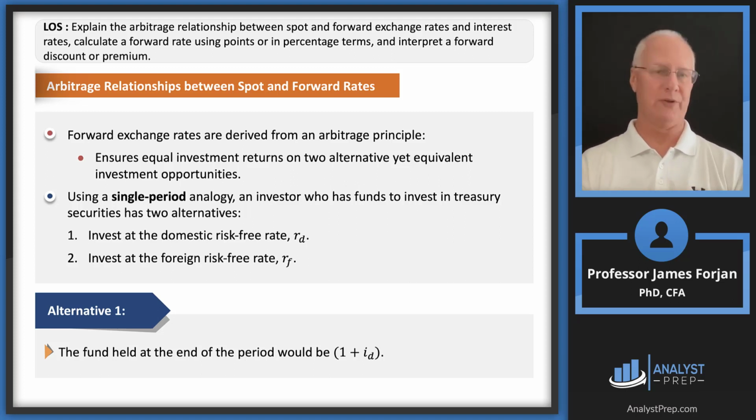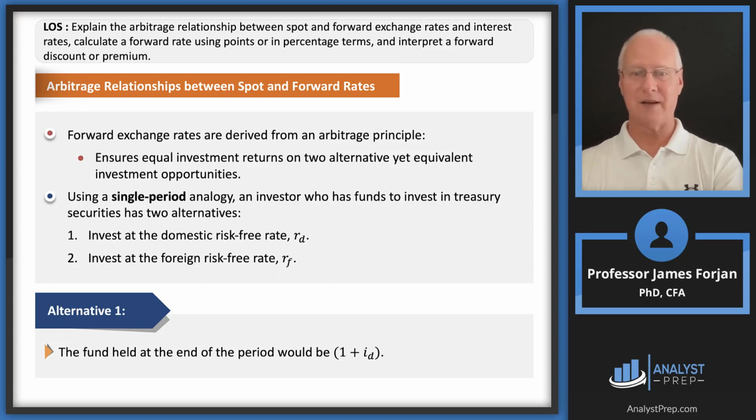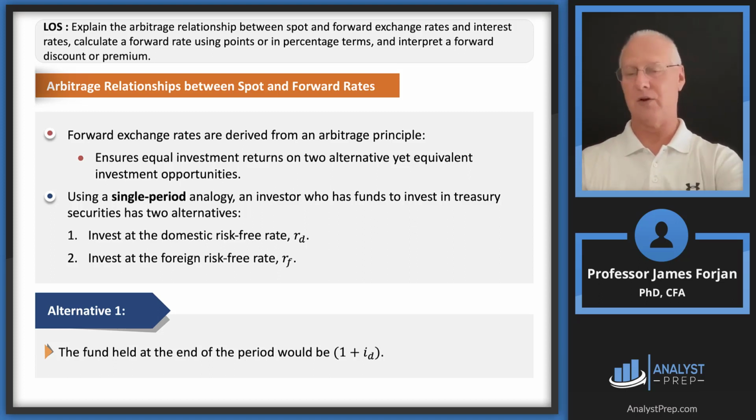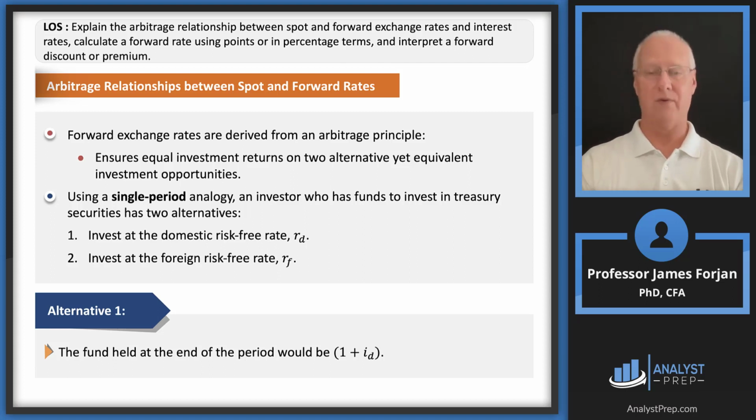Suppose I have 100 US dollars, and I could go and invest that in a U.S. Treasury bond, and say that U.S. Treasury bond yield was 10%. So look down at the bottom. If I invested domestically, I would take my $100, multiply by 1.10, right? R sub D, that's the domestic interest rate. And so all that would give me is the 110, right?